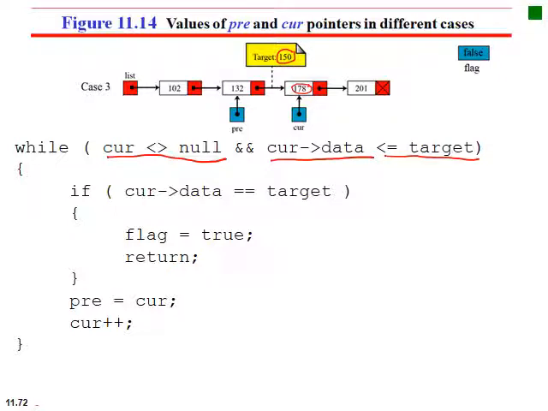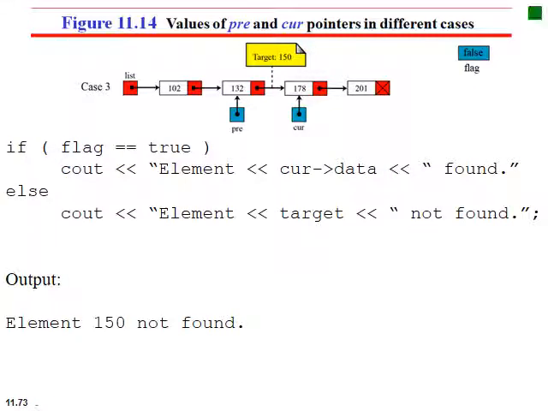So in other words, this condition for the while will not be valid anymore, so we will jump out of the while and continue with whatever is after the while, which is basically this if to check that we find it. The flag remained false. Never ever did we change the flag in this case, so the flag is false. In other words, the else part will execute. It will write element target, which is 150, element 150 not found, as you can see in the output there.